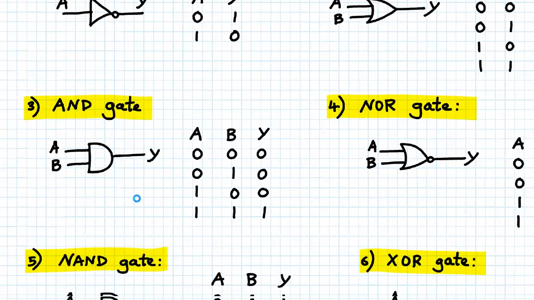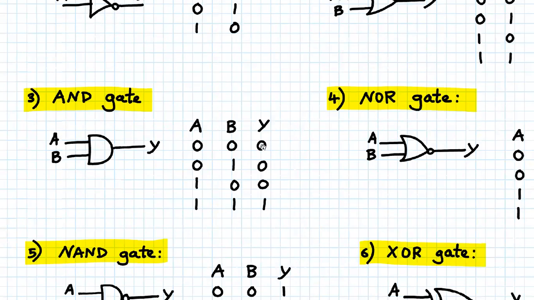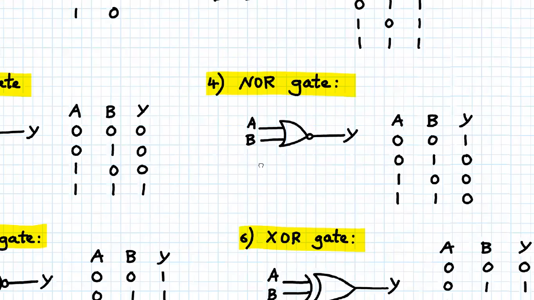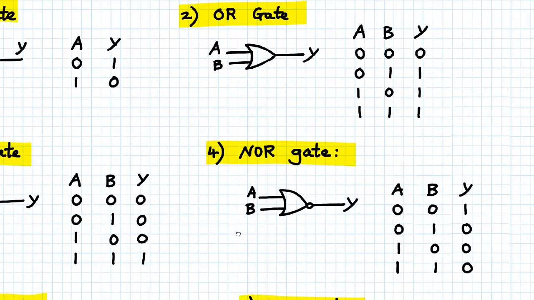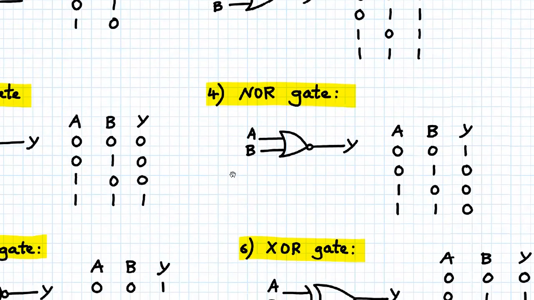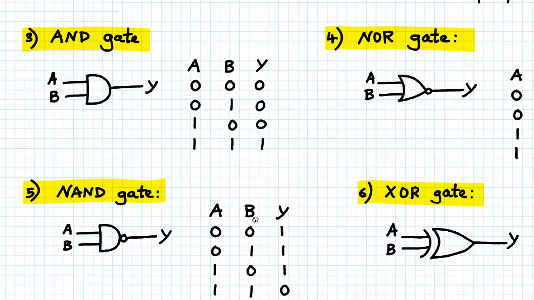And for AND gate, this is the symbol and the logical symbol. And for the AND gate, the output will be 1 whenever both the inputs A and B are 1, logic 1. For the NOR gate, it's opposite of OR gate actually. So whenever both the inputs are 0, 0, then only the output will be 1, else it is 0. And NAND gate will be the opposite of AND gate. That means that whenever both the inputs are 1 and 1, only then the output will be 0.